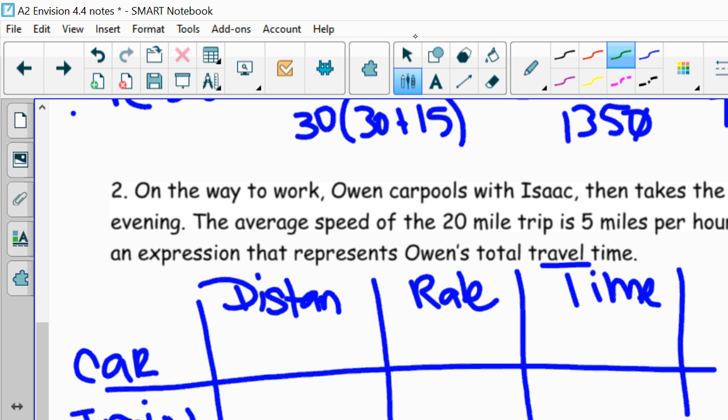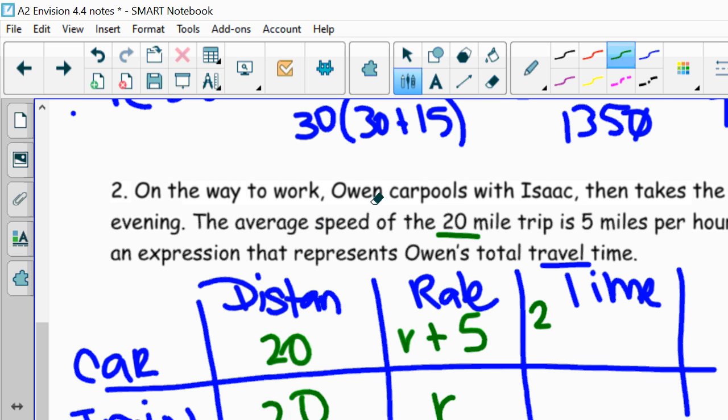The distance, again, for all of them is 20. The rate: the average speed for the 20-mile trip is 5 miles per hour faster in the carpool. So if I call the train R, the car will be R plus 5. The time, again, is distance divided by rate. So this one is 20 divided by R plus 5, and this one is 20 divided by R. So I have 20 over R plus 5 plus 20 divided by R. This is my total time.